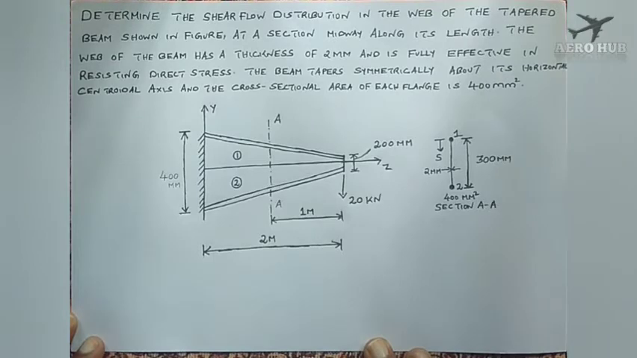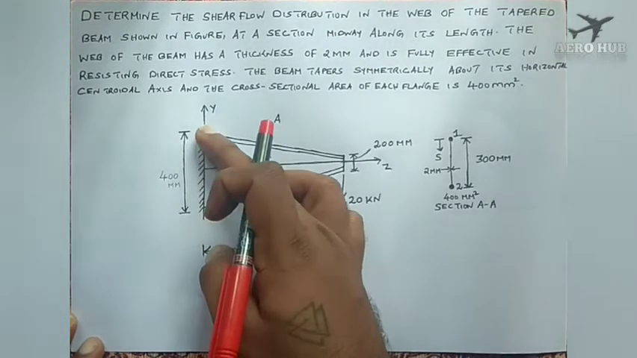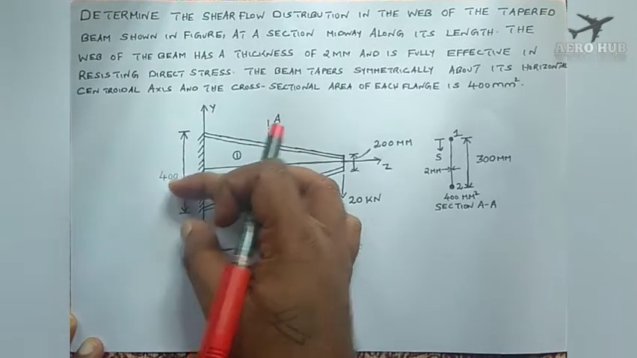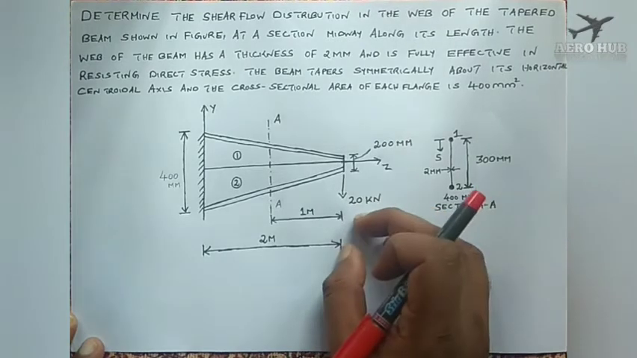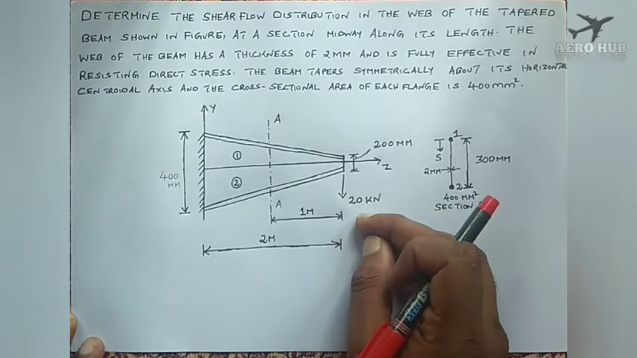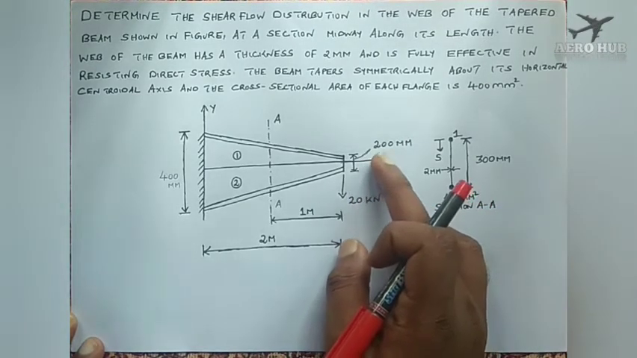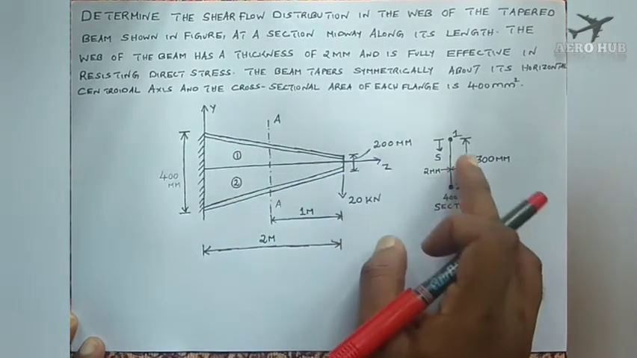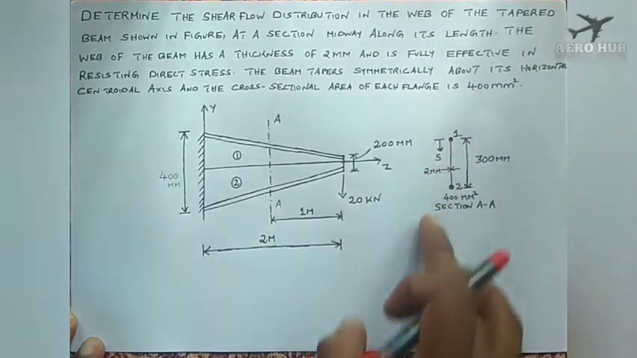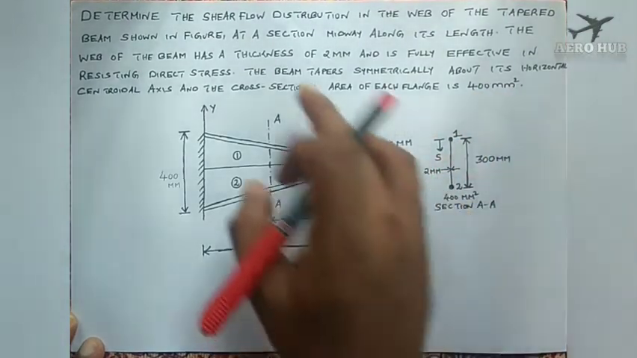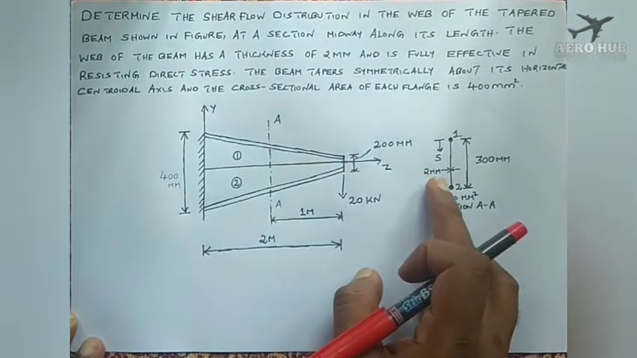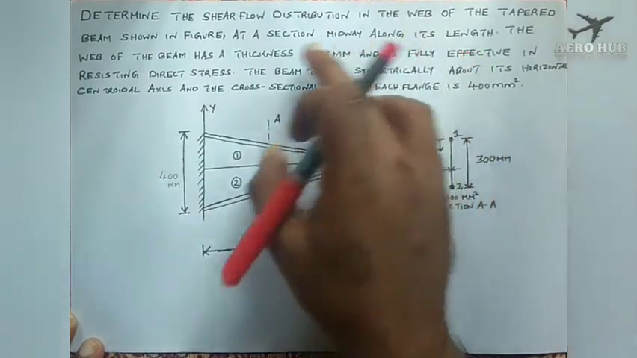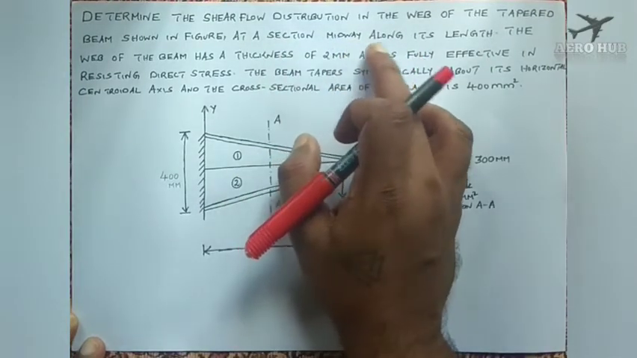You can see in the figure we have a tapered wing spar which is fixed at one end. At this end the depth is 400 millimeter, and we are applying a shear force of 20 kilonewton at the free end. At the free end the depth is 200 millimeter and the flange areas are 400 millimeter square. The web thickness is 2 millimeter, and we are asked to find the shear flow distribution at a section midway along its length.